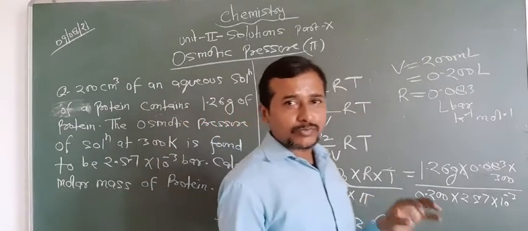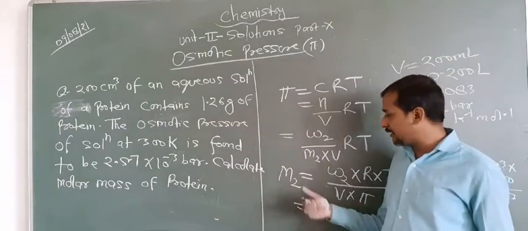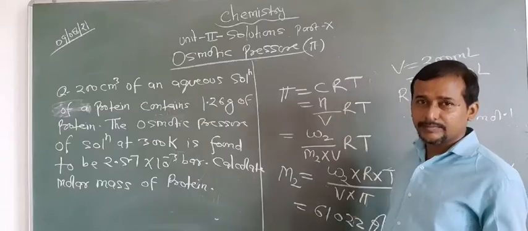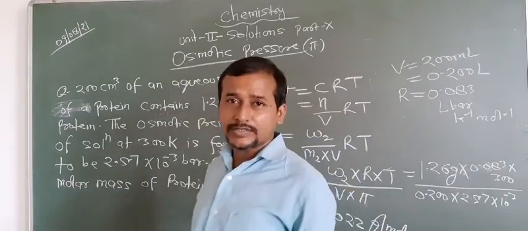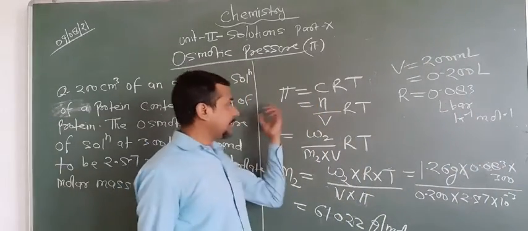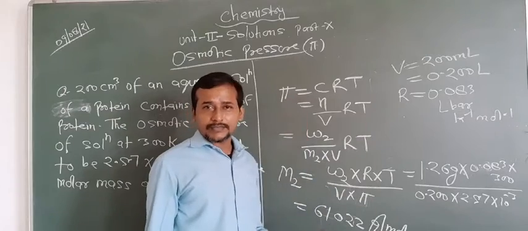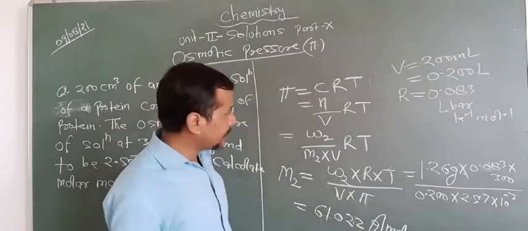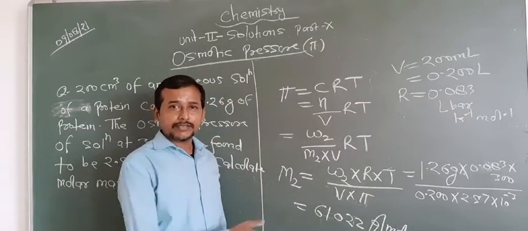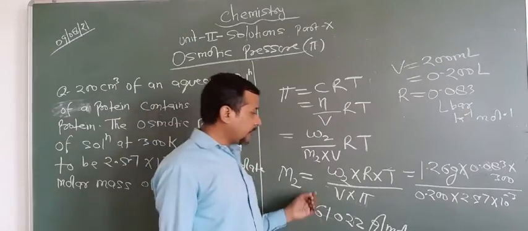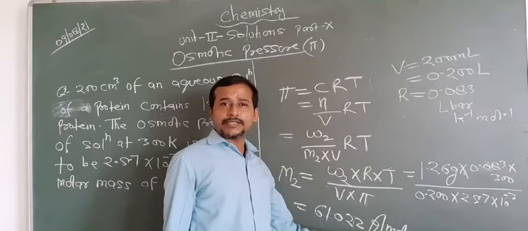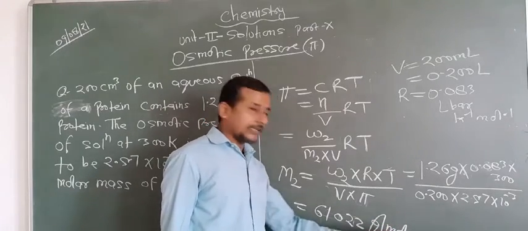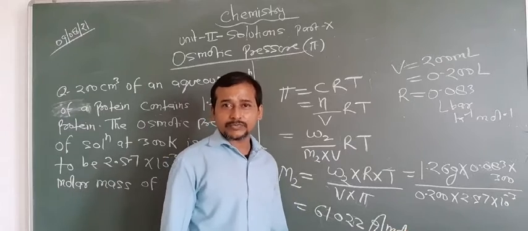So only this formula you have to use. Either you can find the M2, the molar mass of the solute, or maybe the mass of the solute, or maybe the number of moles of the solute, or maybe the pressure. So whatever is asked in the examination, you have to use this formula, and the procedure to solve the question is like this. One more thing you should know: in board examinations, half marks will be deducted for the unit. So that's why you have to put the unit also, that is gram per mole. Are you getting this point or not?